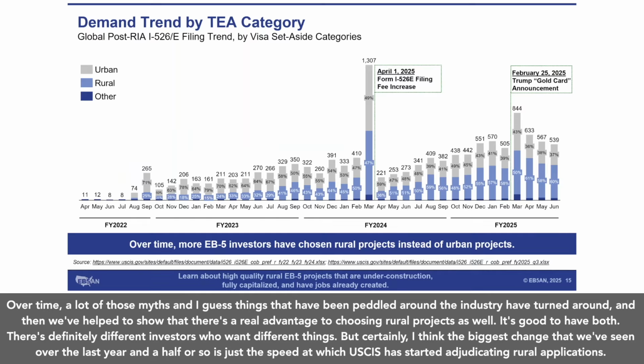Over time, a lot of those myths and things that have been peddled around the industry have turned around, and we've helped to show that there's a real advantage to choosing rural projects as well. It's good to have both. There's definitely different investors who want different things, but certainly the biggest change that we've seen over the last year and a half or so is just the speed at which USCIS has started adjudicating rural applications.